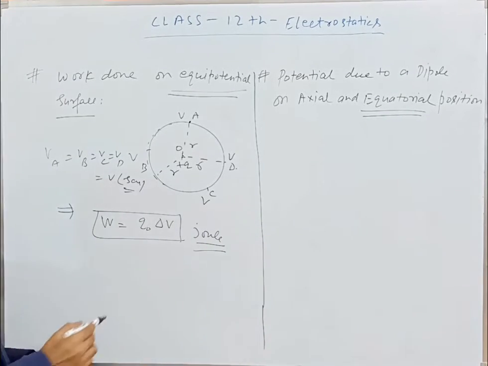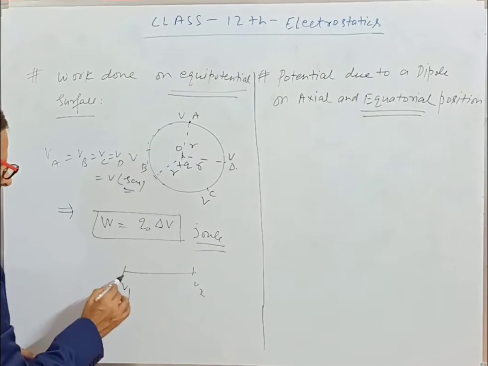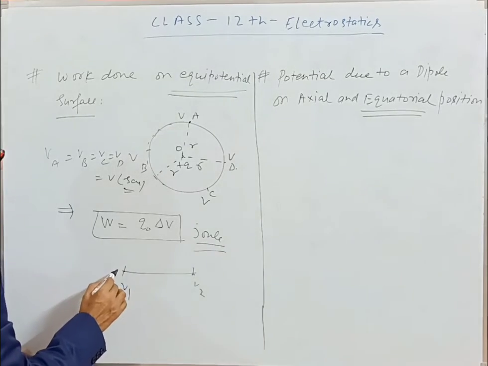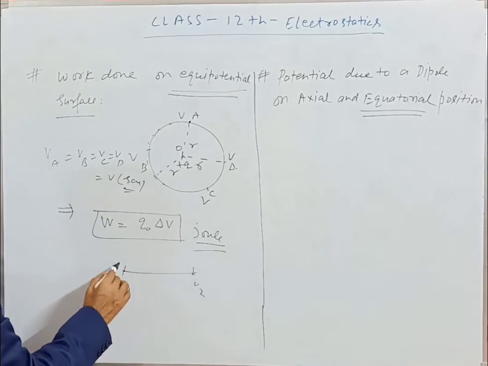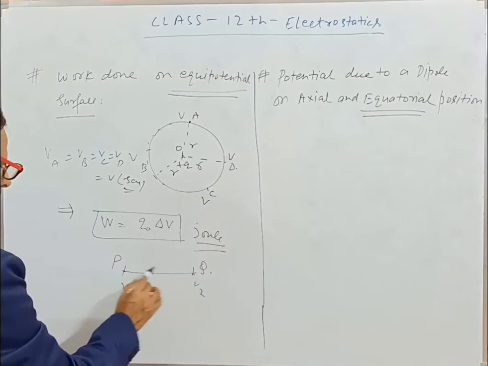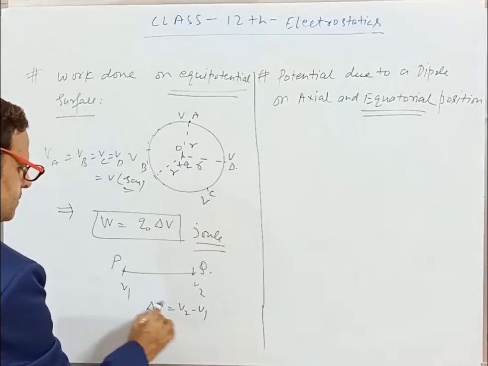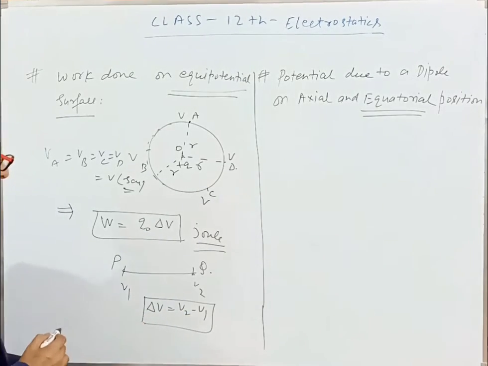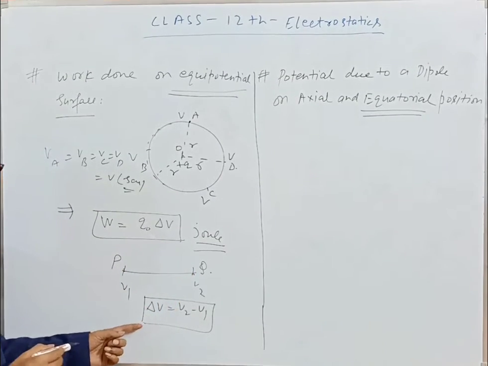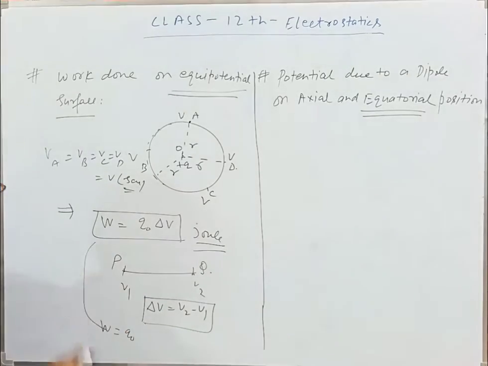If a charge Q naught moves from V1 to V2, V1 is the potential at this point, V2 is the potential at this point. Suppose this is point P, this is point Q. So the potential difference between P and Q is delta V, and that is equal to V2 minus V1. So the charge Q naught moves from here to here, then work done will be given by W is equal to Q naught into delta V, this formula.